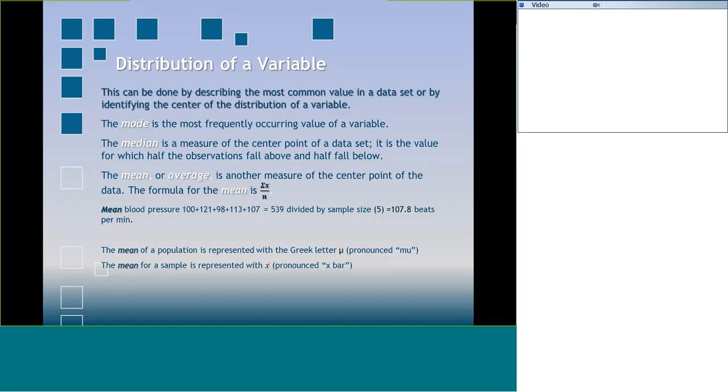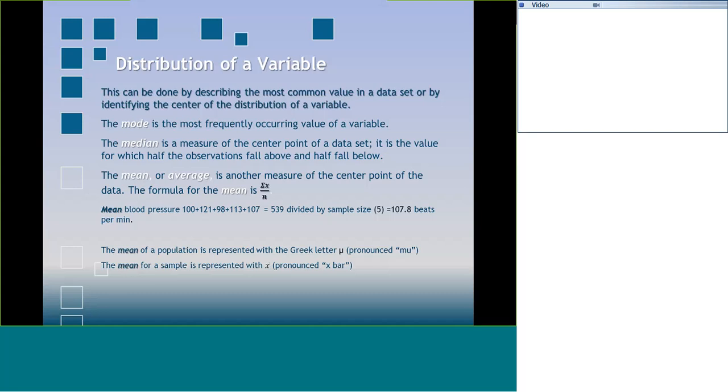The median is a measure of the center point of a data set. It is the value for which half of the observations fall above and half fall below. To calculate the median, first determine the sample size, lowercase n, and then order the data from smallest to largest. If the sample size is odd, the median is the exact middle number. If the sample size is even, the median is a value that is halfway between the 2 points in the center.